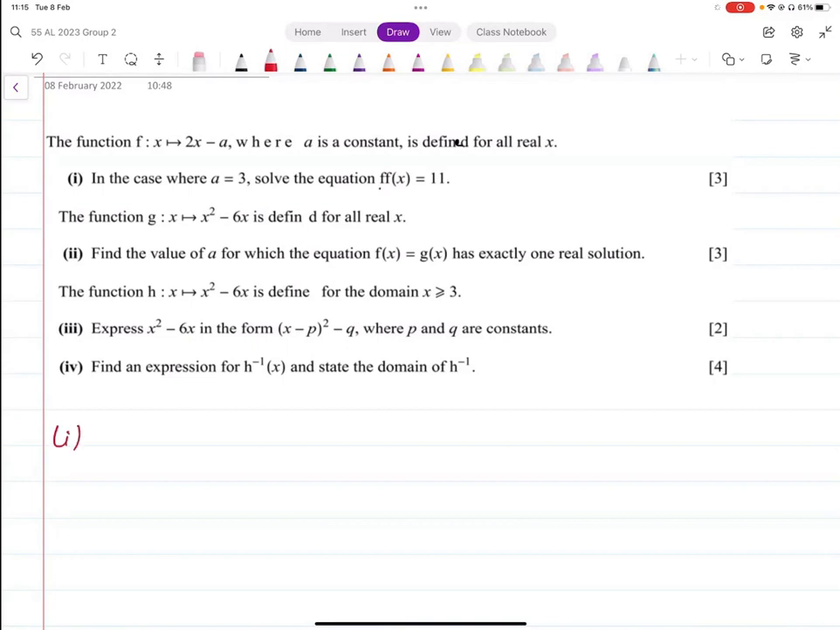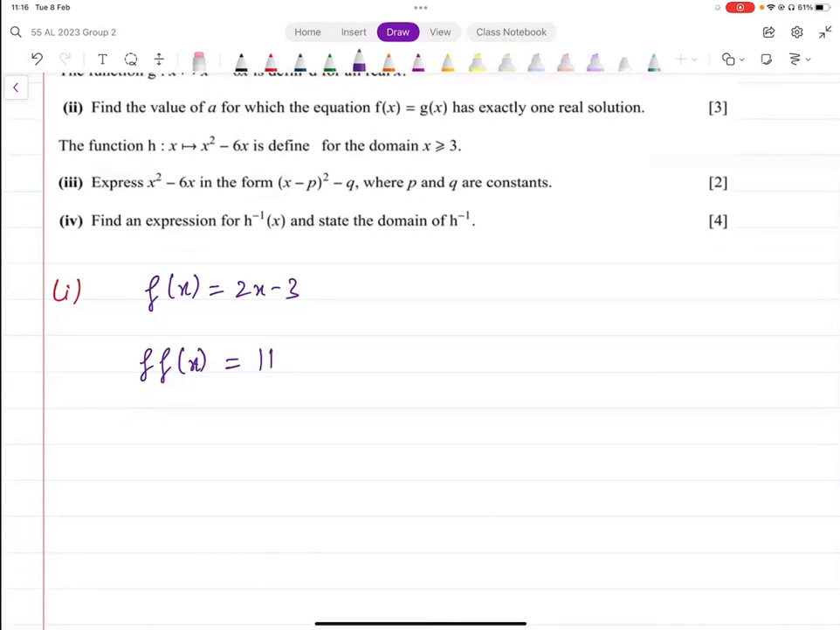So it's a composite function, f f of x. We can write it as f squared of x as well. f of x equals 2x minus 3. ठीक है? a की value अगर हम 3 input करते function के अंदर, it becomes 2x minus 3. So that's what we have. We have to solve the equation f squared of x equals 11. That's what we want to solve.